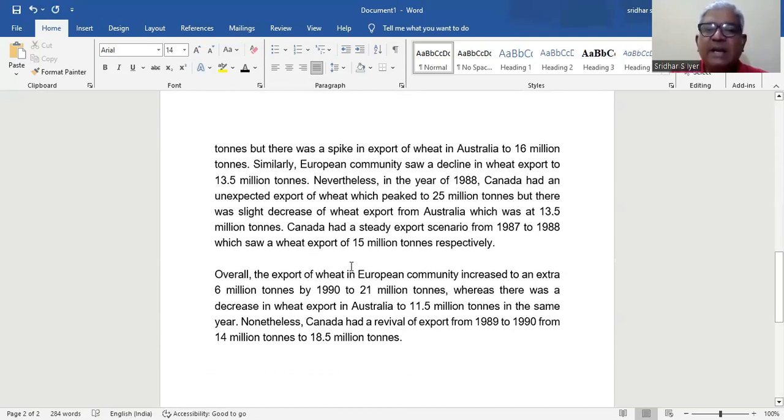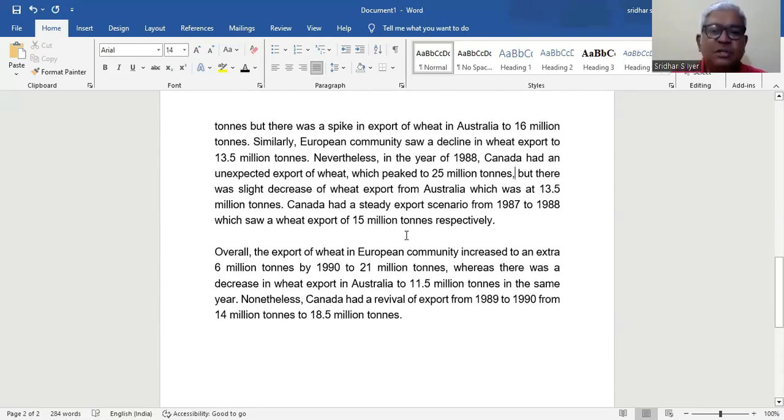However, in the following year of 1986, there was a decrease in wheat export in Canada to 17.5 million tons, but there was a spike in export of wheat in Australia to 16 million tons. Similarly, European Community saw a decline in wheat export to 13.5 million tons. Nevertheless, in the year of 1988, Canada had an unexpected export of wheat which peaked to 25 million tons, but there was a slight decrease of wheat export from Australia, which was at 13.5 million tons. We can also put a comma. Punctuation is important after every conjunction or connector. Canada had a steady export scenario from 1987 to 1988, which saw a wheat export of 15 million tons respectively.